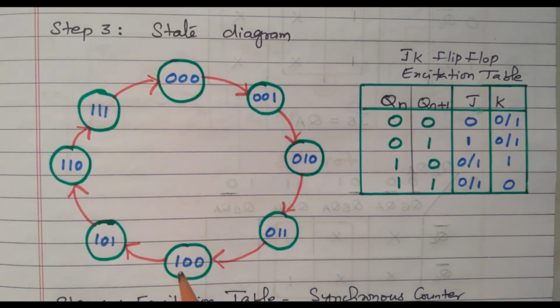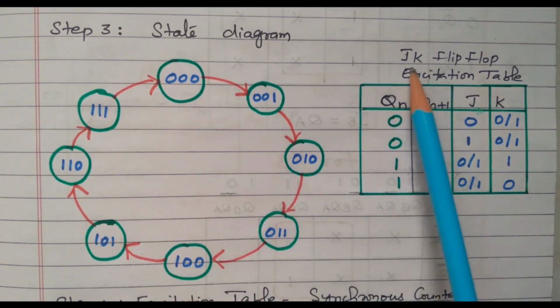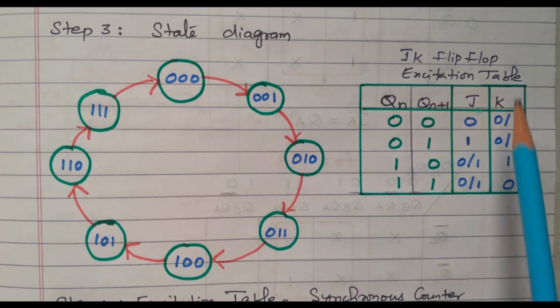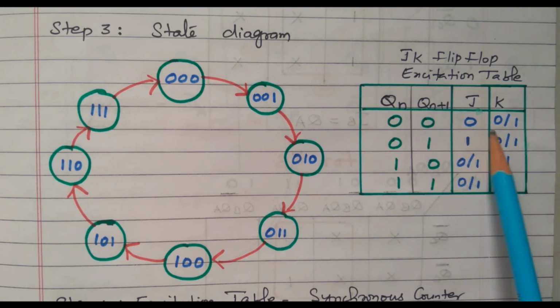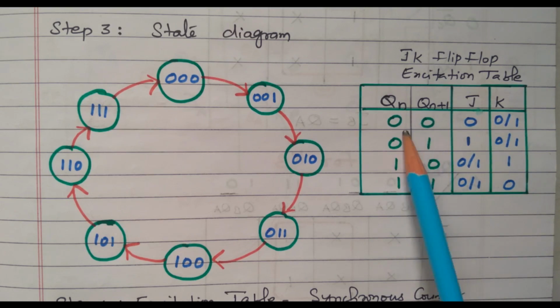Because of up counter. Now we are going to use the JK flip-flop. We will see what is the excitation table of the JK flip-flop. What is an excitation table? From the output we can decide what input is required. It is just the opposite of the truth table. Truth table is from input we can identify the output. Here from the output we are going to check what input is required.